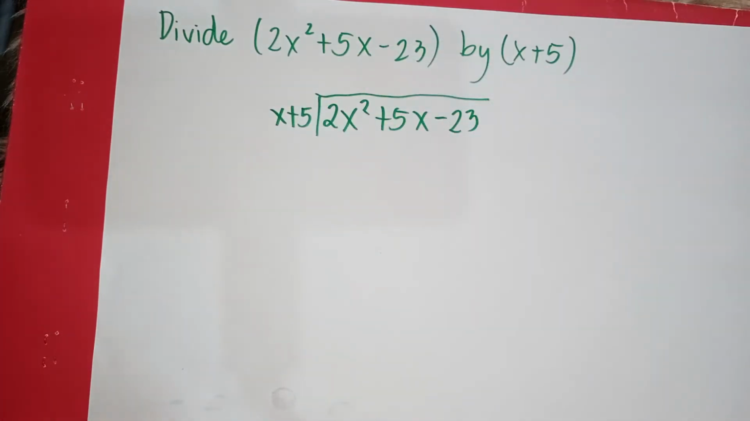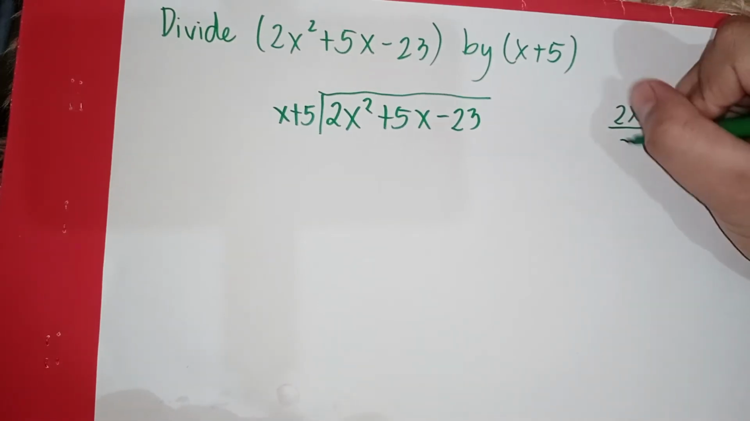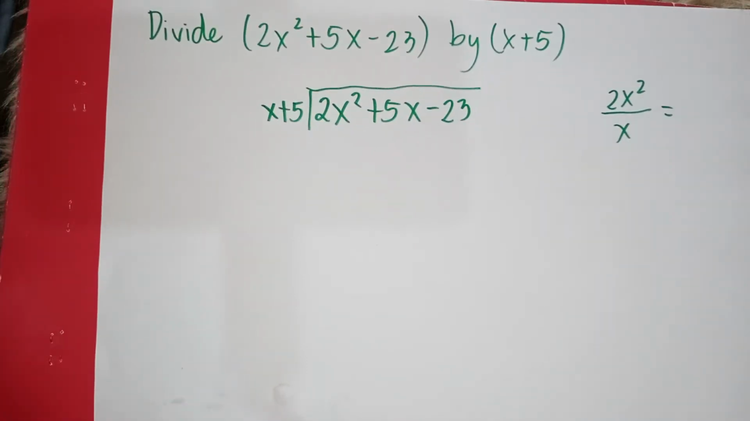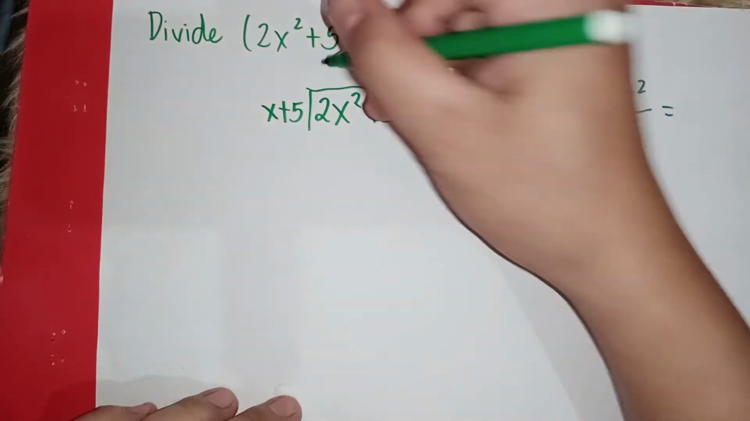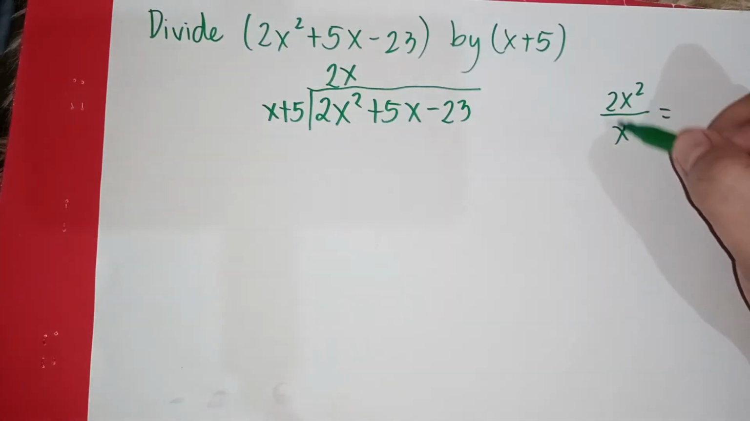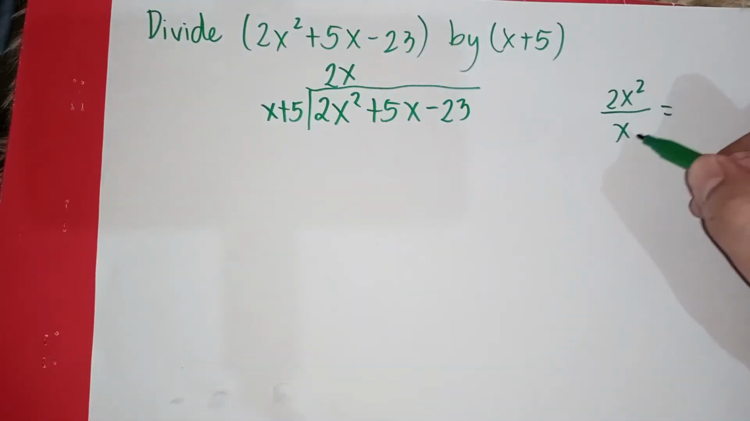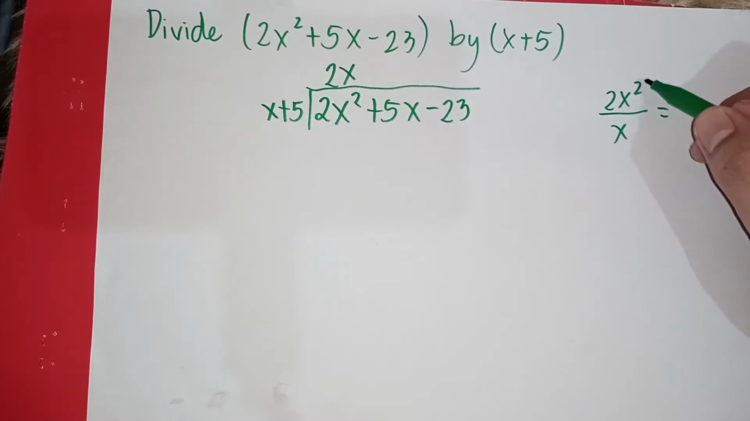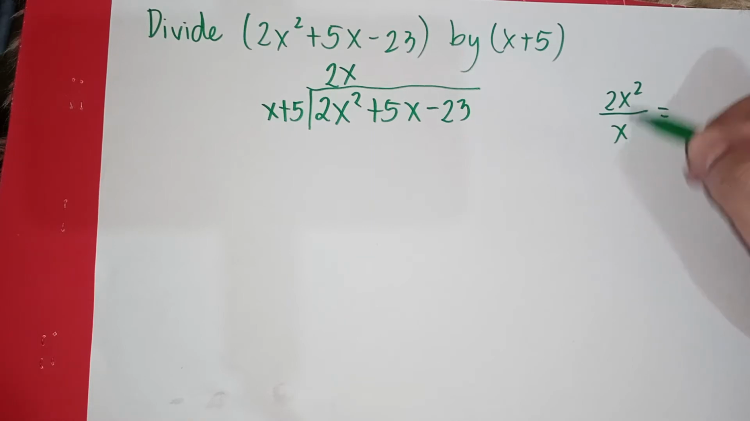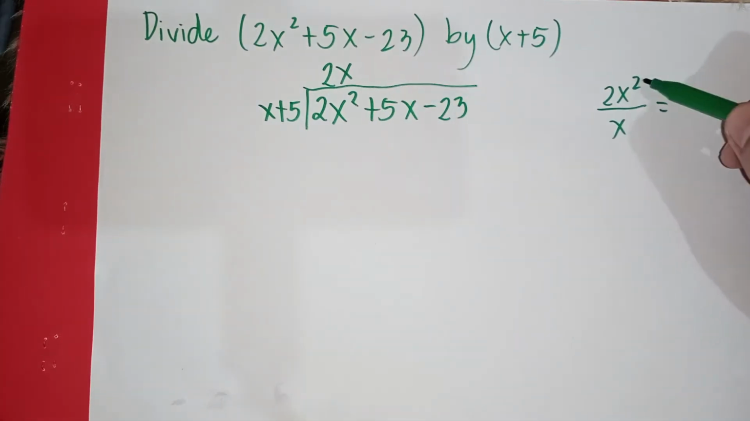So, the first term of your dividend is 2x squared. So, i-divide nyo lang yan mga boss by x. Okay? So, 2x squared divided by x, that is equal to 2x. Tama? 2x. Kasi 2 divided by 1 is 2. X squared divided by x. So, when we divide numbers or variables having the same base, we copy the base and subtract the exponent. So, 2 minus 1 is 1. So, 2x squared divided by x is 2x.